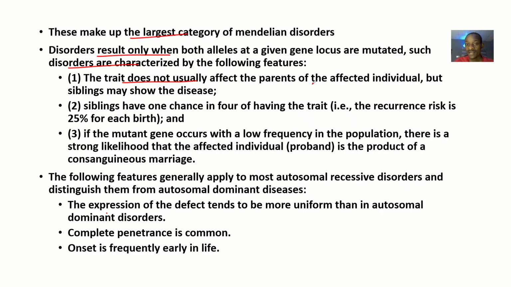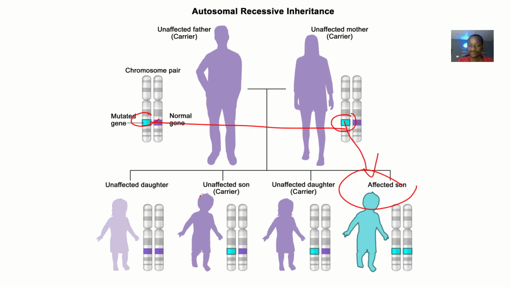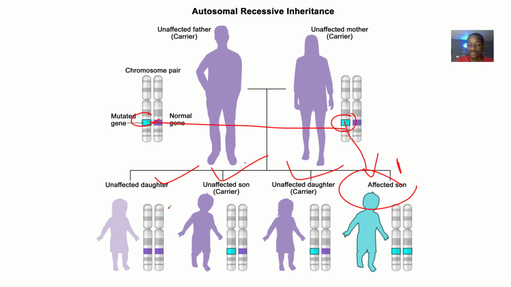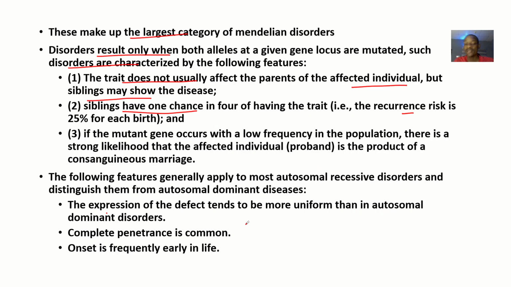Okay, so it does not affect the parents of the affected individual, but the children might show the disease or the siblings might show the disease. Siblings have one chance in 4 of having the trait. Right, unaffected, unaffected, unaffected, but there's one chance. All right, so one chance out of 4. So the recurrence risk is about what? If you say this is 100%, 100 divided by 4 is 25, right? So one chance is basically what? 25%. Every time you are giving birth, there's a 25% chance that that baby will have the disease.